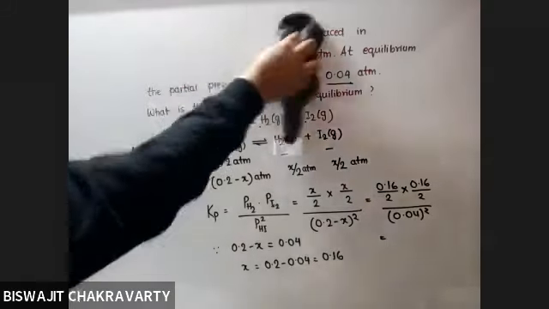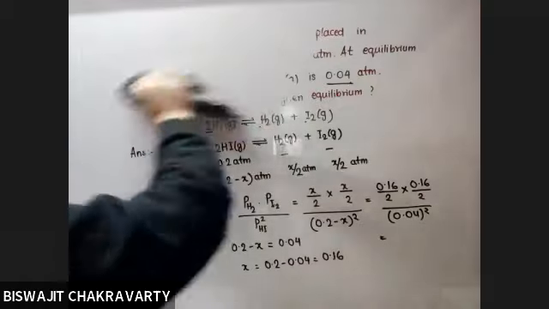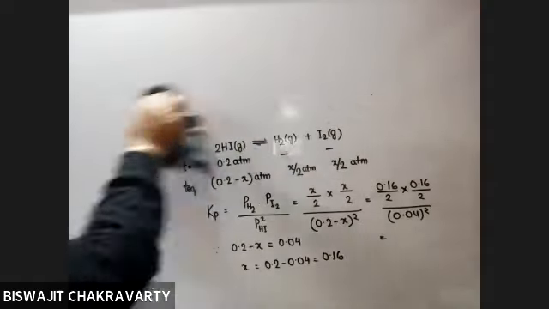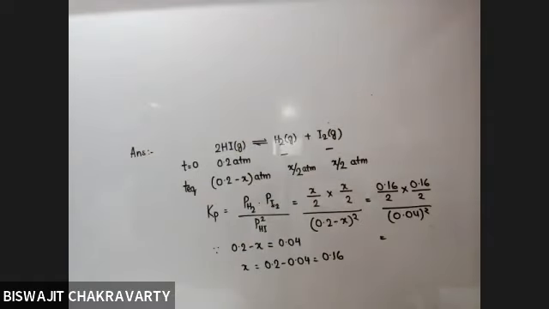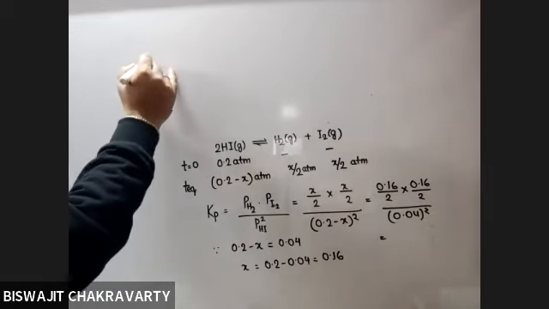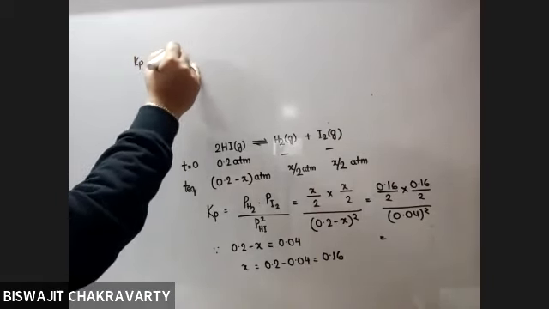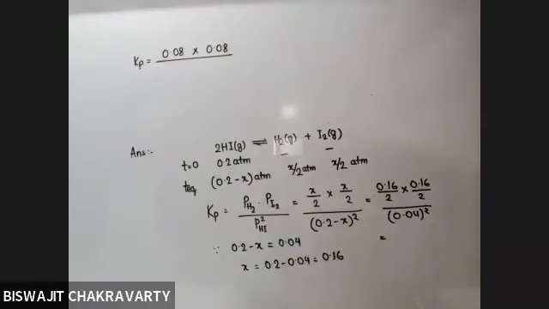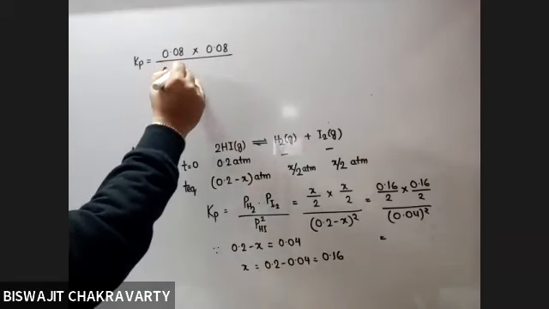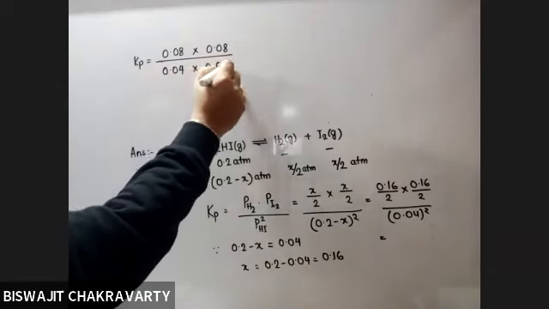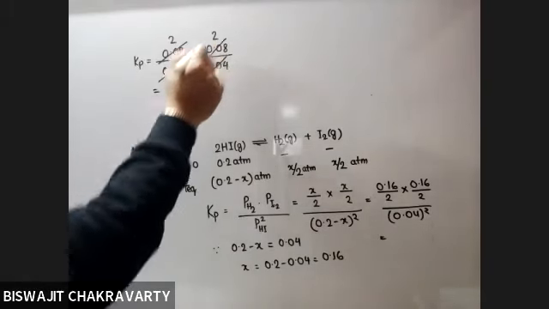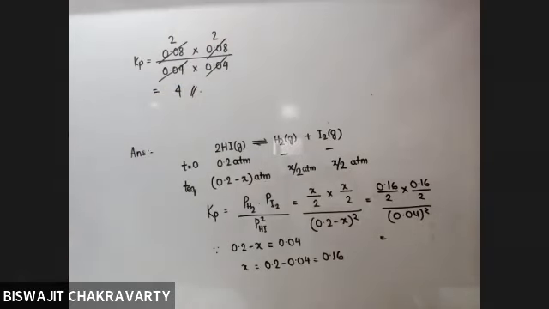Let us see what comes. So Kp will be equal to 0.08 into 0.08 divided by 0.04 into 0.04. Is it coming out to be 4? Just see. Yes, sir, 4. Okay.